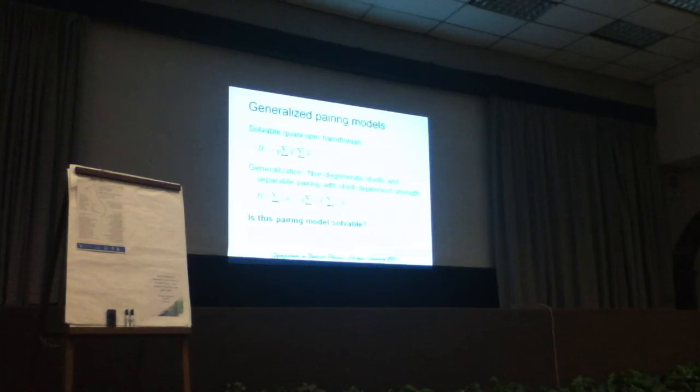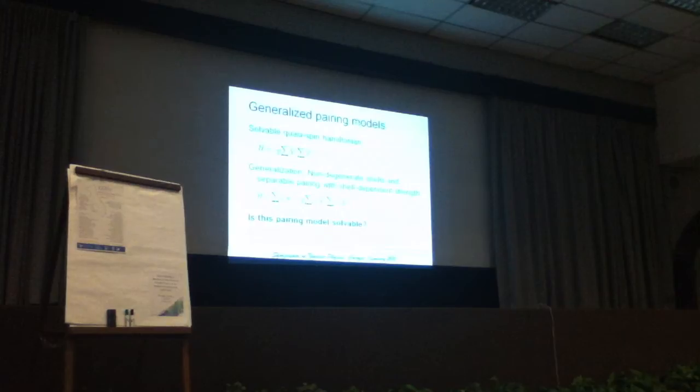First of all, here you have a Hamiltonian where the orbits are degenerate in energy. So we want a situation where the orbits are non-degenerate, so you add a single-particle term to your Hamiltonian. And here you have a single strength for your pairing interaction, and it's known that this is actually not always the case, and that often the strength depends on the orbits where the particles are sitting. So it would be nice to consider situations where you have a separable pairing interaction, but where the strength is dependent on the shell. And so the question is, is this pairing Hamiltonian solvable?